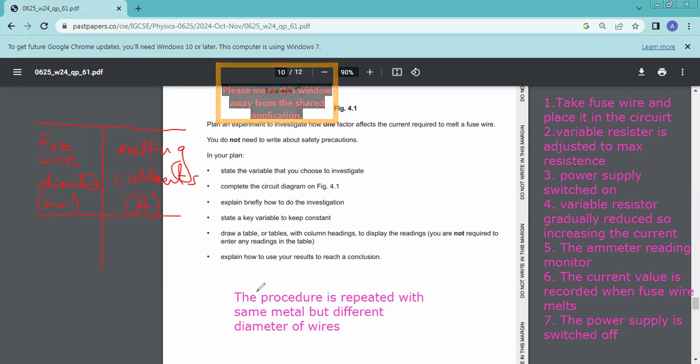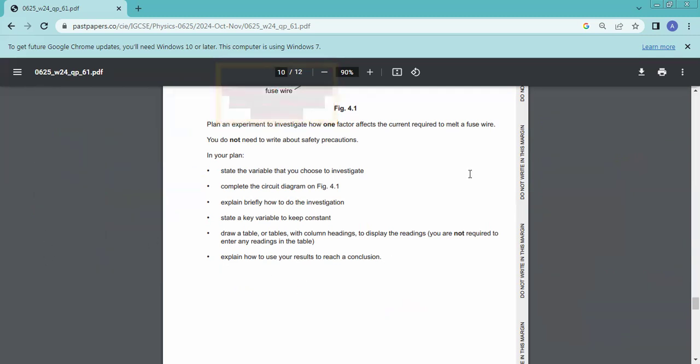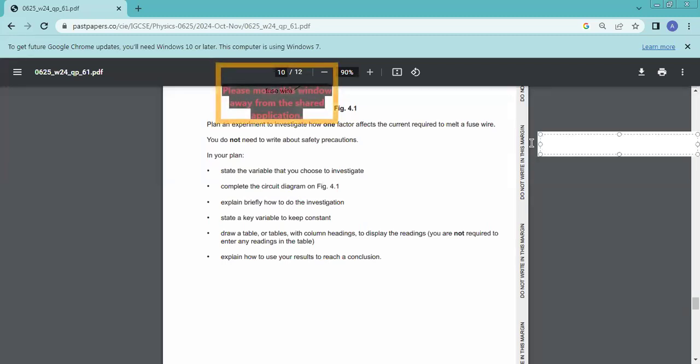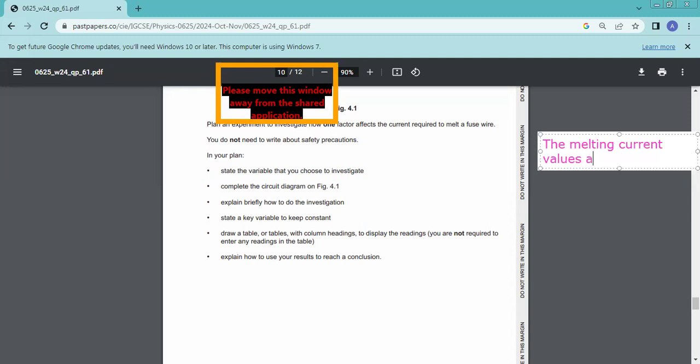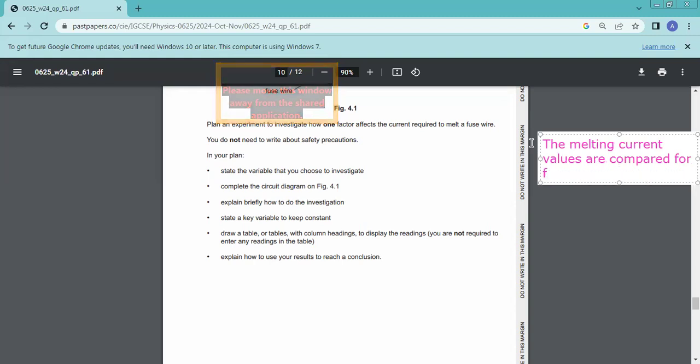Now, explain how to use your results to reach a conclusion. After this, we are talking about the conclusion. The melting current values are compared for different fuse wire diameters.